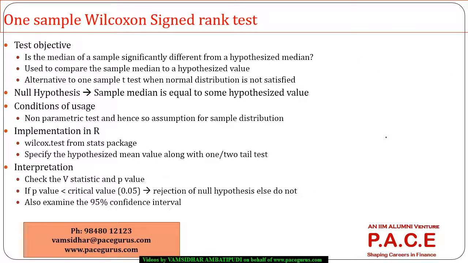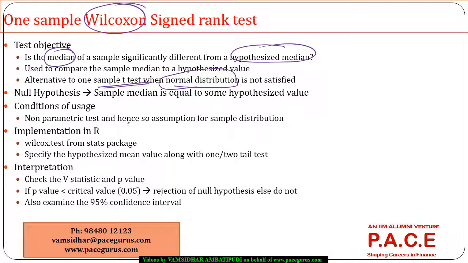Now, the next test that we are looking at is the Wilcoxon signed rank test. It's an alternative to the t-test that we have performed just now. Instead of looking at the mean, this focuses more on the median. Is the median of a sample significantly different from the hypothesized median? It's a good alternative to the one sample t-test, especially when your data is not normally distributed, when you find that the data is heavily deviating from normal distribution. Then you can go ahead with the Wilcoxon signed rank test, which is an alternative.